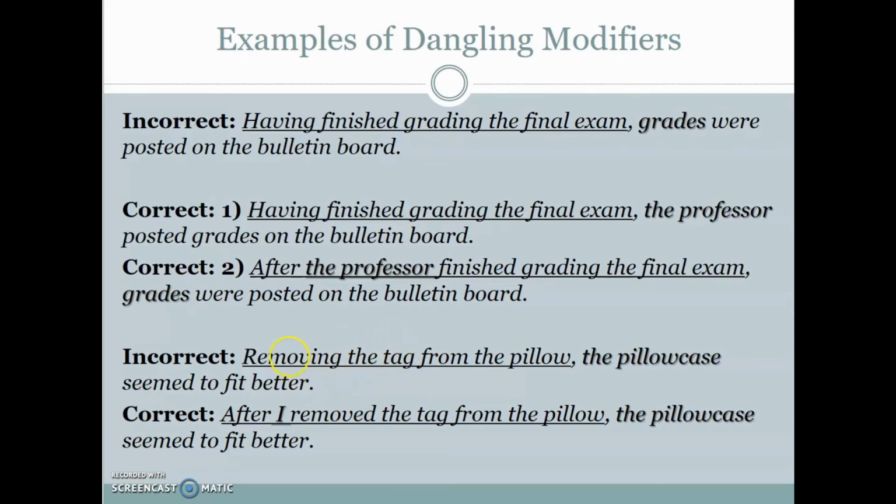And so again, probably there's only one way to fix the sentence, which is to add the subject, either I or we or he or she or whoever. After I removed the tag from the pillowcase, it seemed to fit better. It doesn't matter what subject you add as long as it's not the pillowcase, as long as it's a person, whoever removed the tag from the pillow.